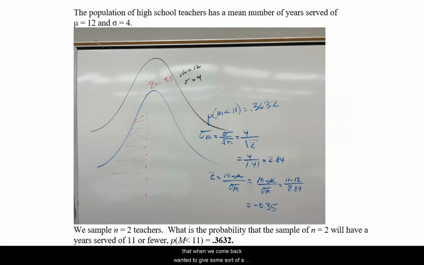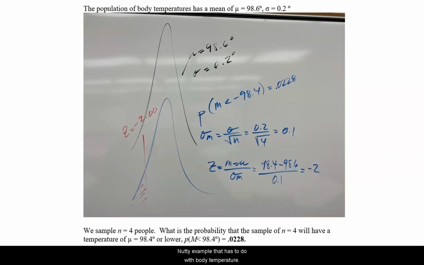When we come back, I want to give just a sort of a nutty example that has to do with body temperature. And body temperature, we're going to assume, is very, very narrowly distributed, which does have an effect on these sorts of problems.